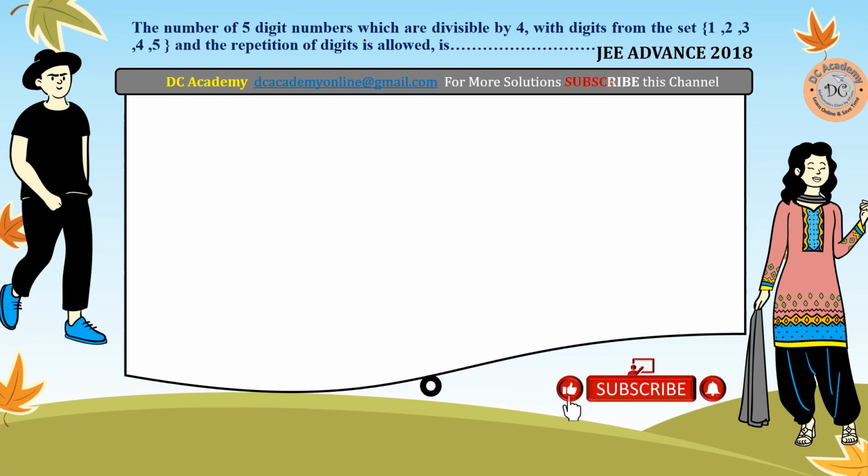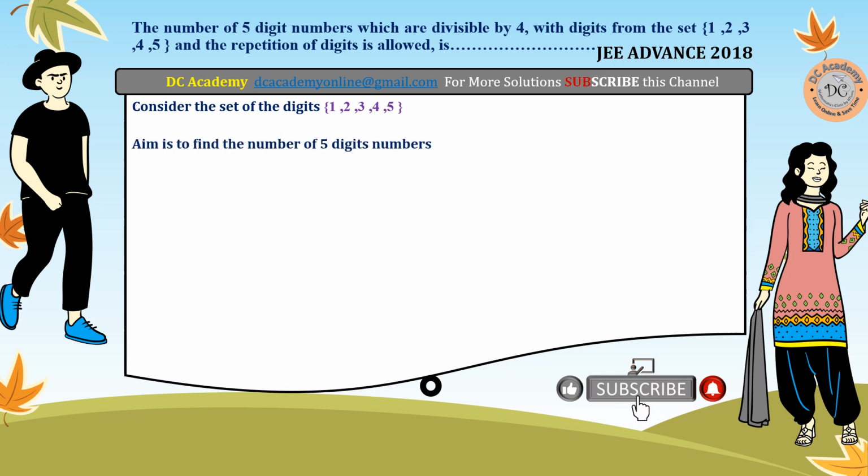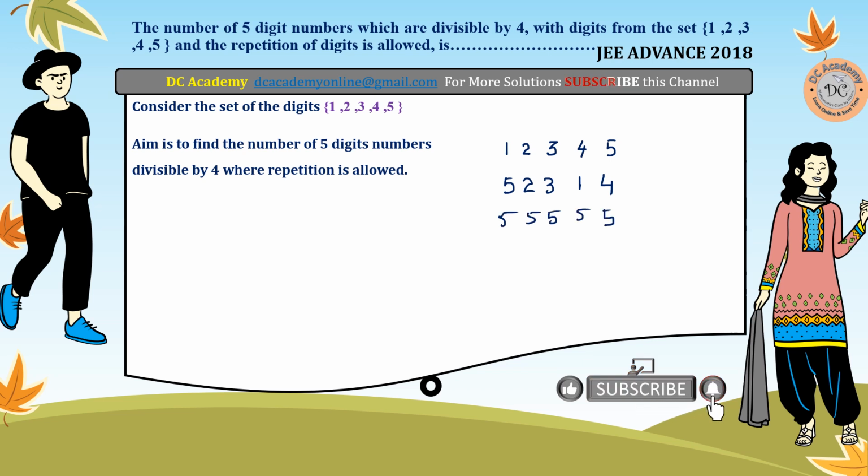Now here the given digits are 1, 2, 3, 4, 5. Our aim is to form a 5-digit number which is divisible by 4. So how do we process this? Let's understand a few possible permutations and combinations. If we have 1, 2, 3, 4, 5 and we want to create a number, it may be 1, 2, 3, 4, 5, or maybe 5, 2, 3, 1, 4. Or maybe it will be 5, 5, 5, 5, 5, because repetition is allowed. It may be all 1s and then 4. Anything is possible. As repetition is allowed, it's a huge number of possibilities, but that is not the problem here.